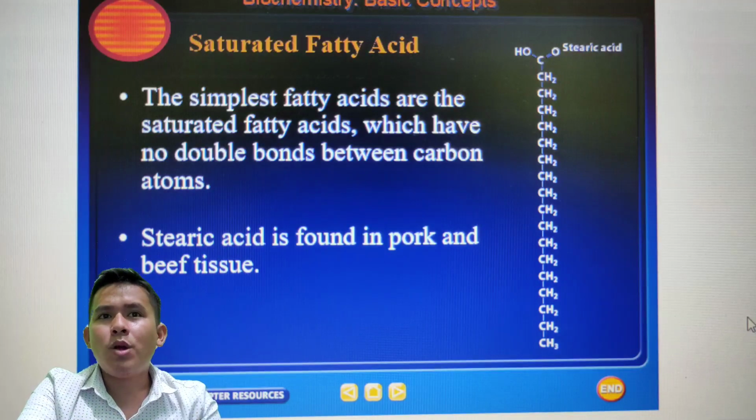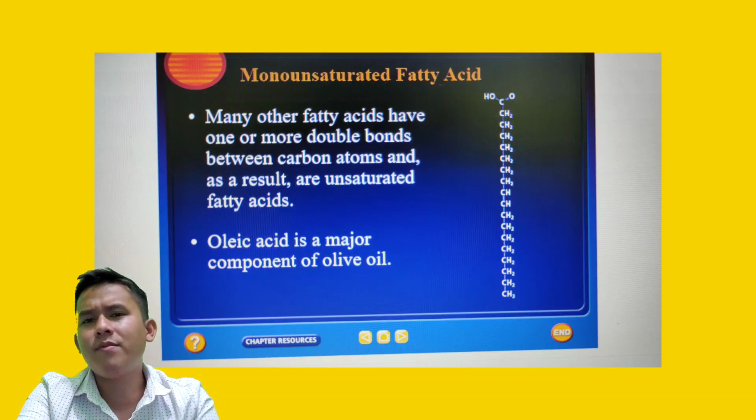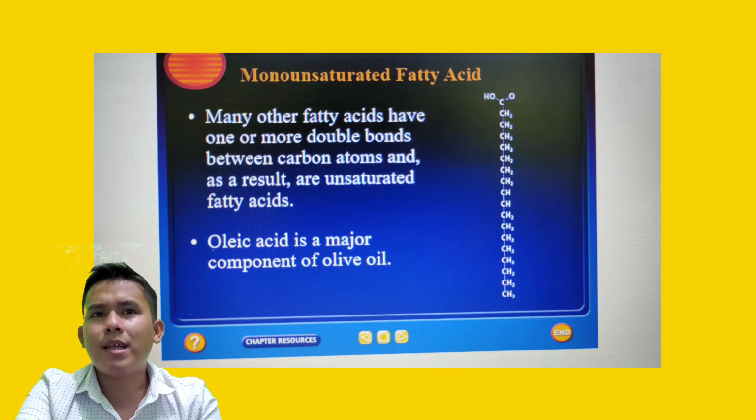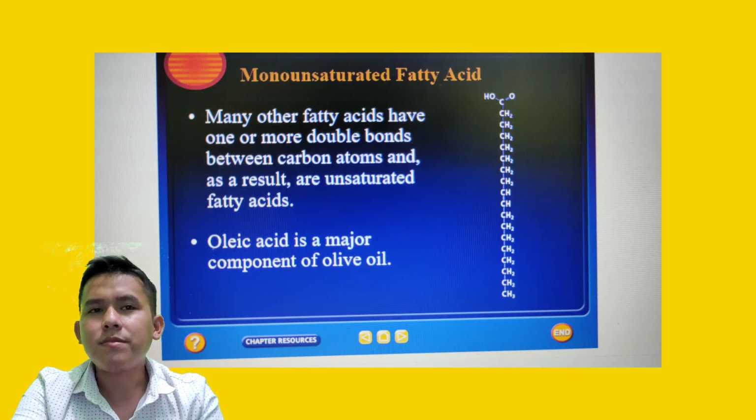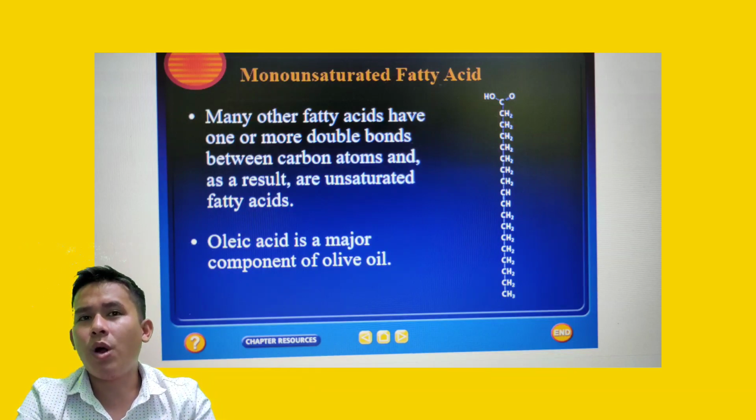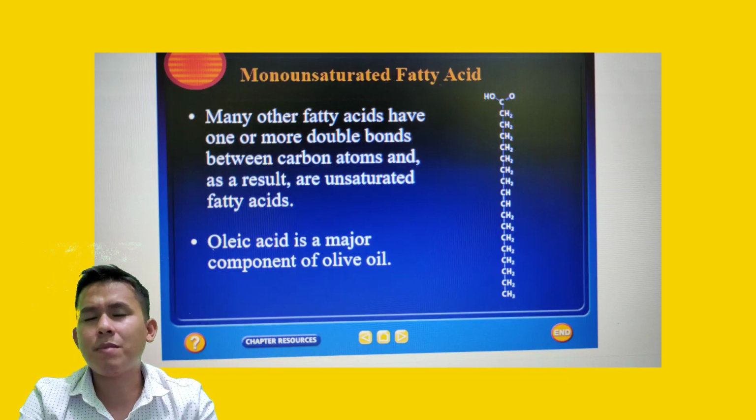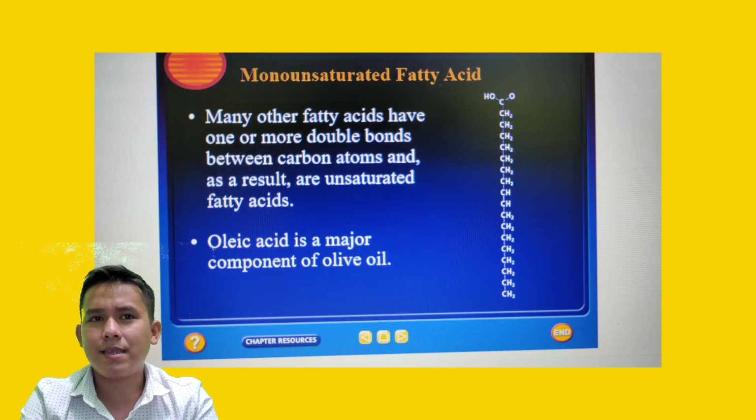We have here a monounsaturated fatty acid. Many other fatty acids have one or more double bonds between carbon atoms, and as a result, they become unsaturated fatty acids. Oleic acid is a major component of olive oil.